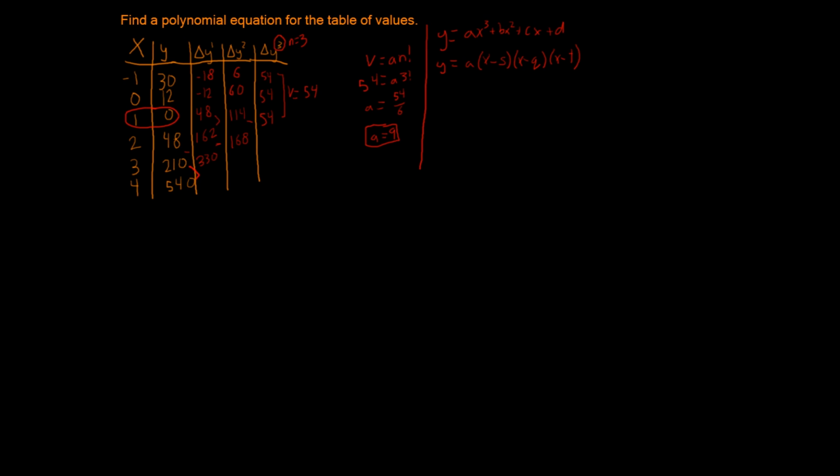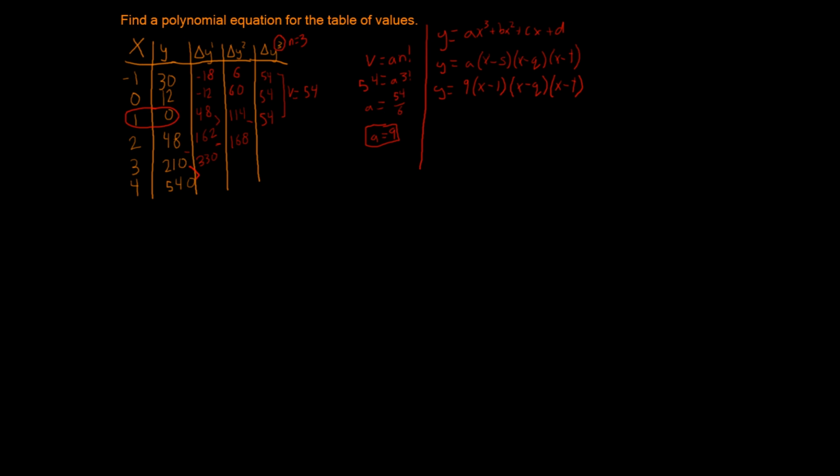So in factored form, it would be y equals, and then we can sub in our value of a as 9. And if x is equal to 1, then setting that equal to 0, it would be x minus 1. That's what the root would look like in factored form. So then we've got x minus q, and then x minus t. Okay, so that is what we have so far.